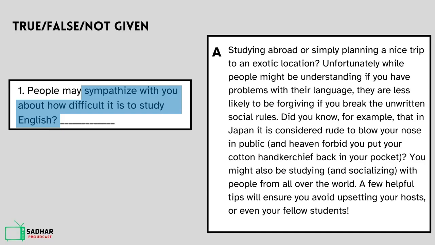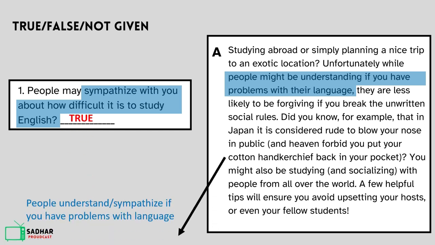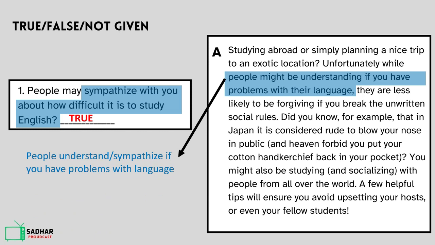Number 1, we can see the keywords sympathize with you about how difficult it is to study English. Let's go find these keywords in the passage. And it's here. People might be understanding if you have problems with their language. So the answer is true. And this is the explanation. People understand or people sympathize if you have problems with language.